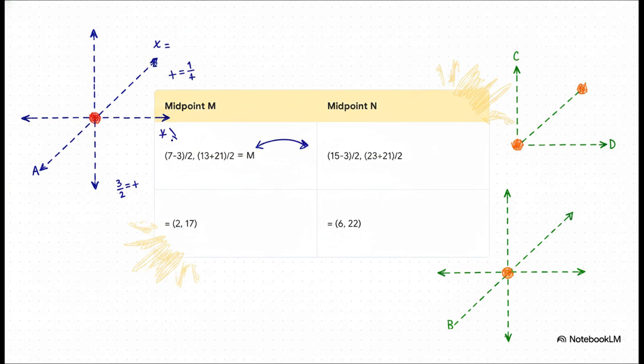You probably know the drill for finding a midpoint, right? You just find the average of your x coordinates and the average of your y coordinates. So looking at the official workings for midpoint M, we add our coordinates and divide by 2. 7 minus 3 over 2 gives us an x coordinate of 2. And then 13 plus 21 over 2 gives us a y coordinate of 17. So M sits nicely at (2, 17). Then we rinse and repeat for N. 15 minus 3 over 2 gets us 6. 23 plus 21 over 2 is 22. So N is at (6, 22). Just getting these exact calculations written down on your paper guarantees you that first P1 mark.